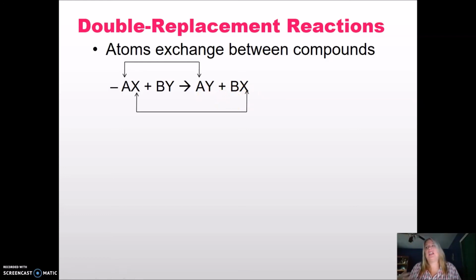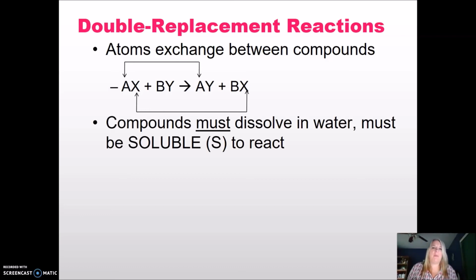I kind of think of it like, if you're square dancing. In square dancing, you're dozy-doing with your partner, and then all of a sudden you have to switch partners, and now you're with the other partner. So square dancing are double replacement reactions. Everybody wins, everybody just gets a new partner.